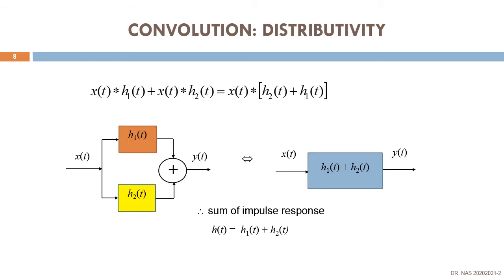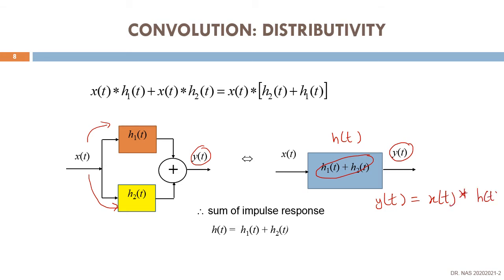The third property of convolution is distributivity, in which you can convolve your first x(t) with h1(t) and then convolve again with h2(t) and then combine them, or add them together, and you get the output y(t). Or you can simplify the process by adding the two systems first, h1 plus h2. For example, this one is equal to h(t), so y(t) is equal to x(t) convolved with h(t).